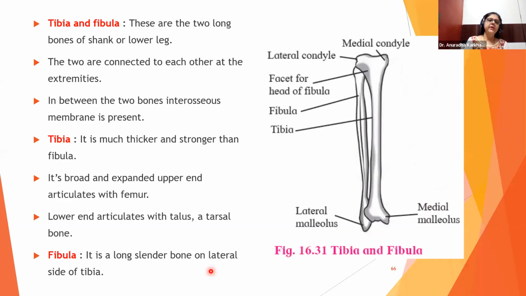Let us go to each of them. Tibia and fibula, these are two long bones of the shank or lower leg, just like radius ulna, they look the same. They are connected to each other at the extremities, and between the two bones, again, interosseous membrane is going to be present. Tibia is much thicker and stronger than the fibula. Its broad and expanded upper end articulates with the femur. So just like how I have shown hand, it is similar. Lower end articulates with talus, a tarsal bone. So tarsal means the bones of our foot. Just like the wrist, we have tarsals too.